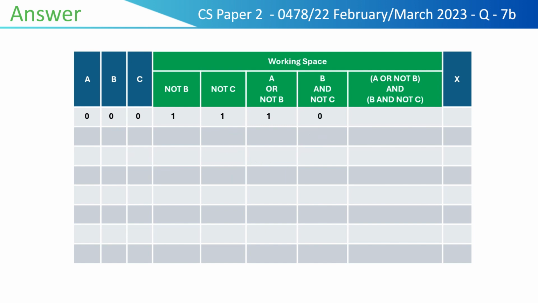Now final step, (A or not B) and (B and not C) means 1 and 0 will result into 0, because AND gate outputs 1 only if both of the inputs are 1, which is the answer.